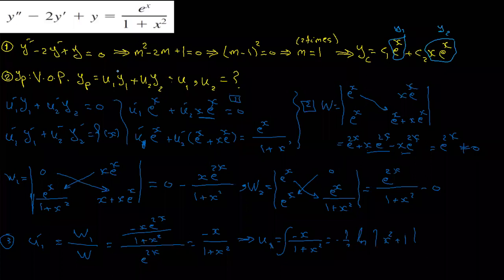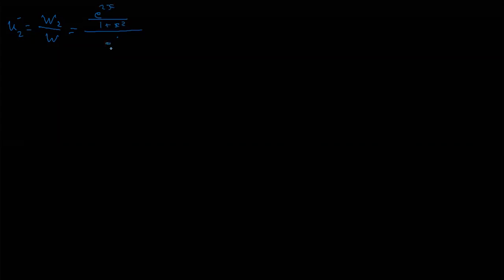u2 prime equals w2 divided by w, and if you remember, my w2 was e to the 2x divided by 1 plus x squared, all divided by e to the 2x. Simplify it, you cancel out e to the 2x with e to the 2x, so you have 1 over 1 plus x squared. So your u2 is the integral of this function.